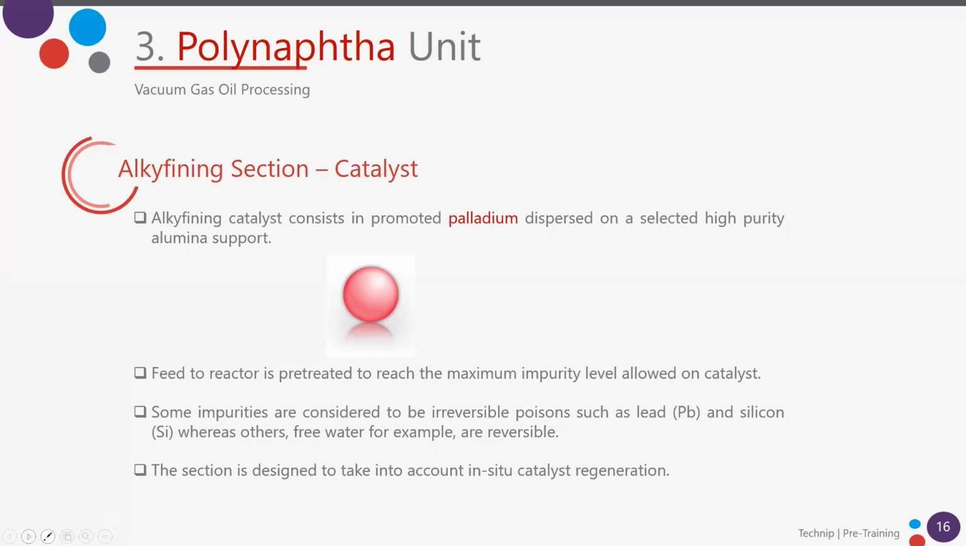Also, you will see in your operating manual that you can have some in situ regeneration of the catalyst. It is explained how you will proceed with this regeneration of the catalyst. And the volume of the catalyst that we will use in this reactor, in the reactor of the alkylation section, is about 25 cubic meters of catalyst in one reactor.